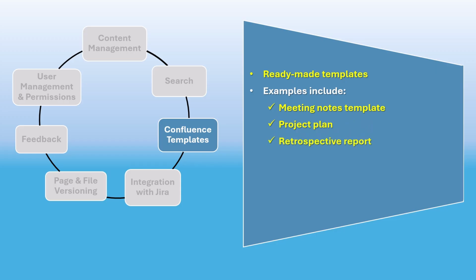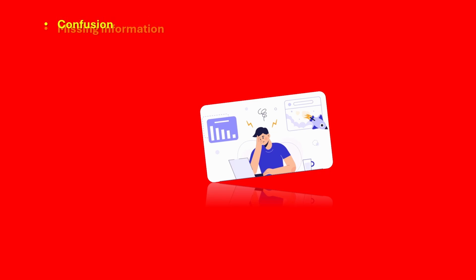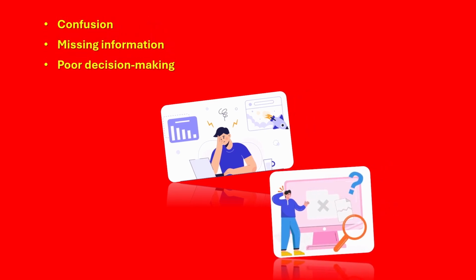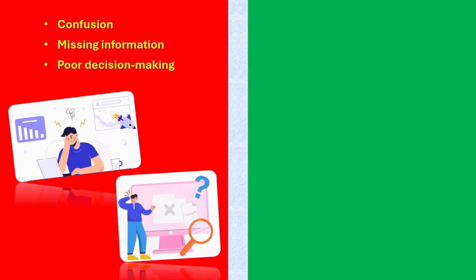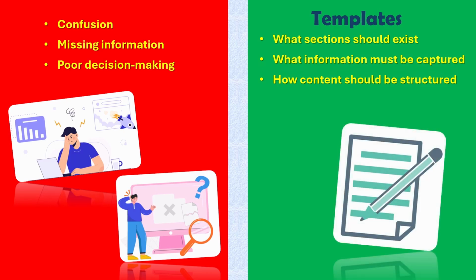Templates in Confluence are not just for convenience, they enforce standardization across the teams, because inconsistent documentation leads to confusion, missing information, and poor decision making. Templates solve this by defining what sections should exist, what information must be captured, and how the content should be structured. Now let's look at the types of templates provided.